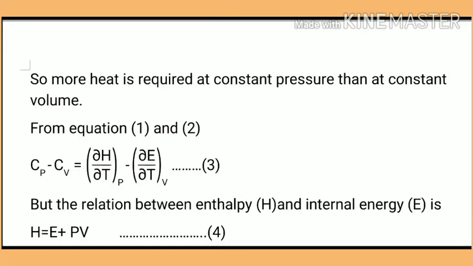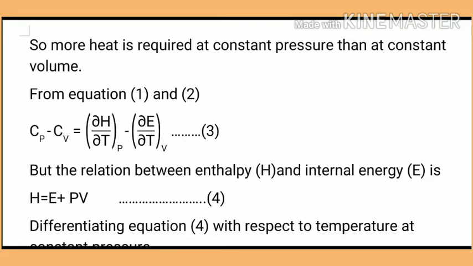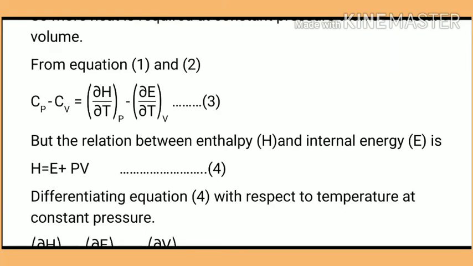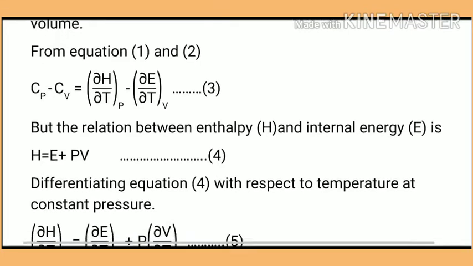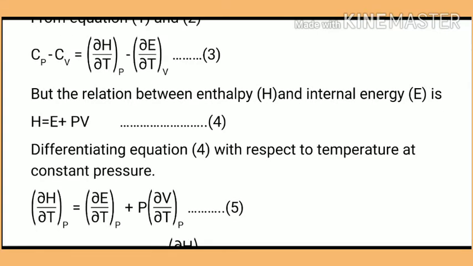From equation 1 and 2, if we subtract equation 2 from equation 1, then we get equation number 3. So we get Cp minus Cv is equal to del H upon del T at constant pressure minus del E upon del T at constant volume. And you know what is the relation between enthalpy and internal energy? The relation is H is equal to E plus PV, and we can give this equation number 4.